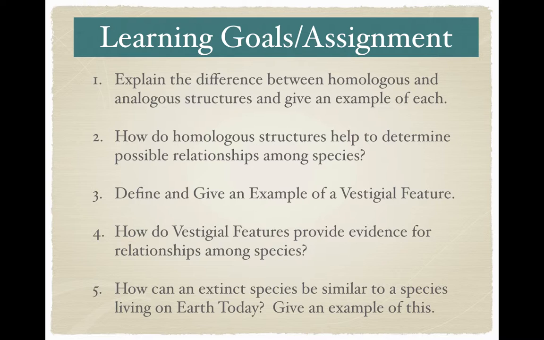So how well did you do with our learning goals? On the note taker for this lesson, make sure you answer these questions to review the information and solidify your understanding. Explain the difference between homologous and analogous structures and give an example of each. How do homologous structures help to determine possible relationships among species? Define and give an example of a vestigial feature. How do vestigial features provide evidence for relationships among species? And how can an extinct species be similar to a species living on Earth today? Give an example of this.